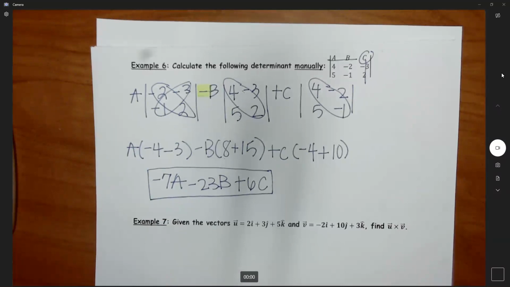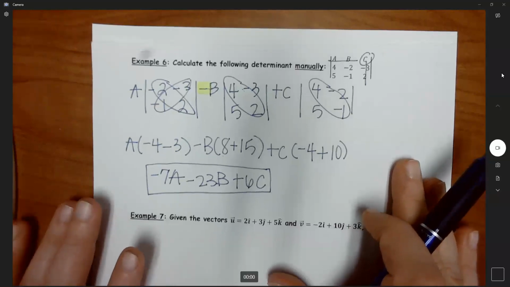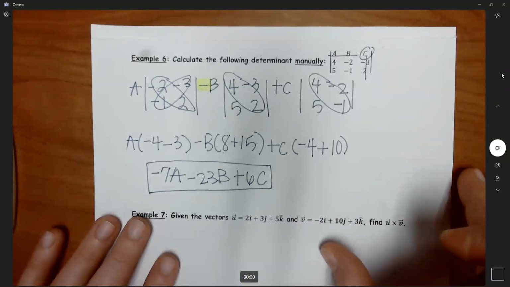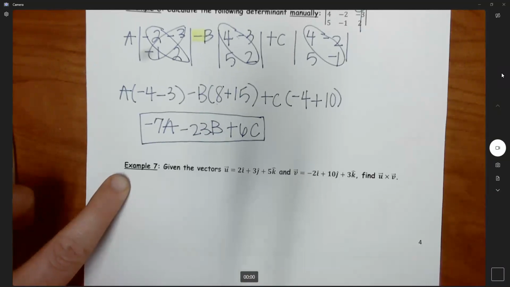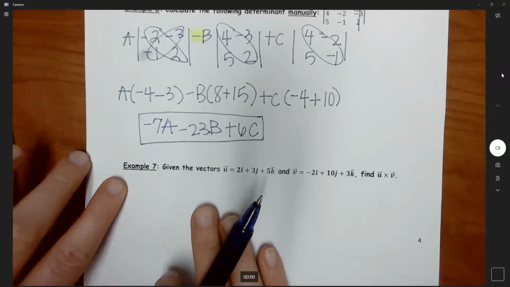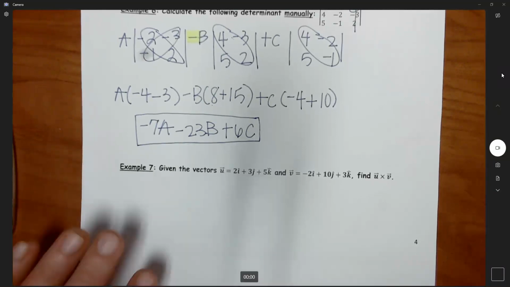Now, the reason that it is so important that we know how to do this, example 6, is for problems like example 7. This is going to be a trig question, and you're going to have to know how to do this when you get to Calc 2.